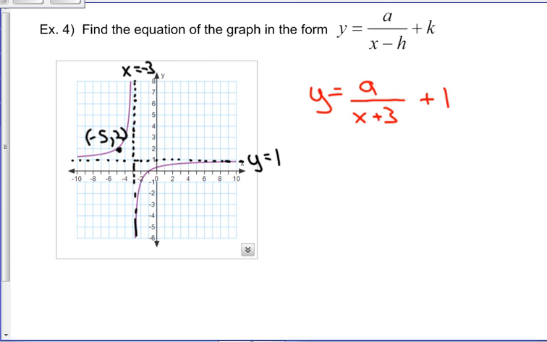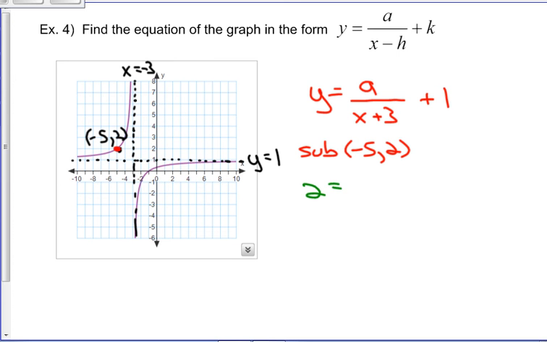Okay, this is still not good. We've got 3 letters. We would like to just have an x and a y in there. So we'd like to find out that a value. And the way we can do that is to substitute in the known point. That'll get us down to just one letter. And when you have just one letter, you can solve. So we're going to substitute -5, 2, which is a point on the known curve.